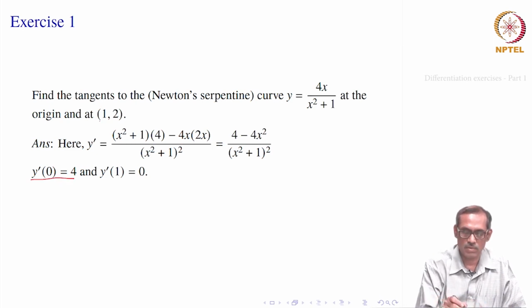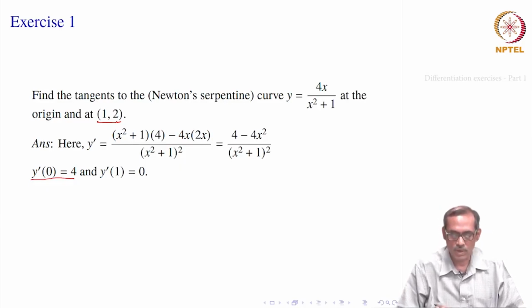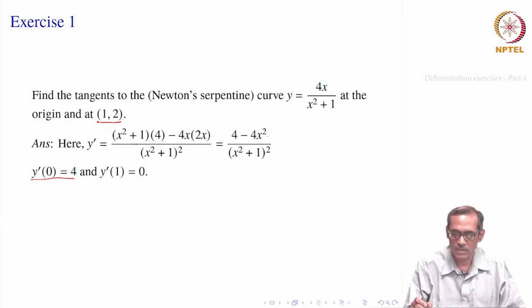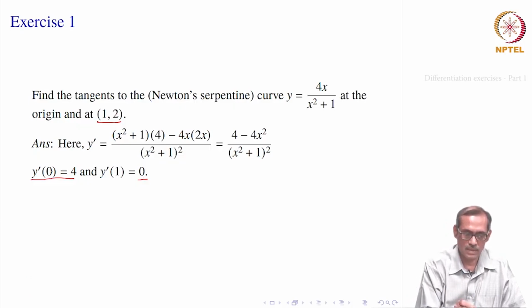Similarly, when you take x equal to 1, because we want at the point 1, 2 also. So, y prime at 1, substitute x square equal to 1, that gives you 0. So, these are the slopes. When you say y prime equal to 0, that means it is parallel to the x axis at 1, 2, and here the slope is 4 at the origin.